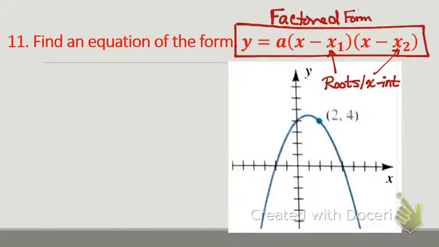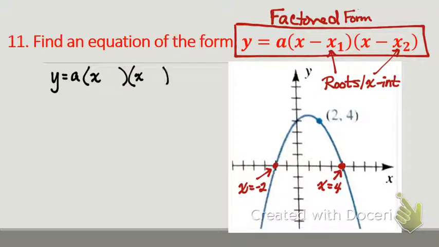Where are the x-intercepts on this graph? 4 and negative 2. So if I take that form right there and I substitute in my two roots, what is this going to look like? X plus 2 and x minus 4. Because remember, we take our parentheses, our factors, set them equal to 0 to find those roots. I still need what? I still need A.